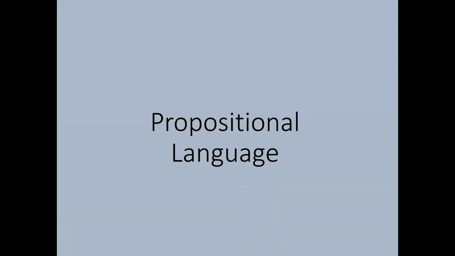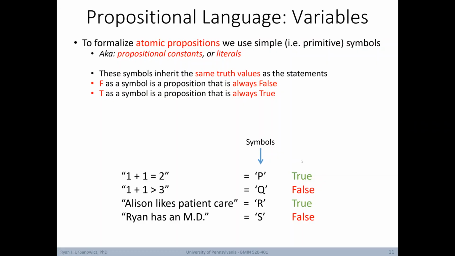Now let's learn about the propositional language itself, which includes its syntax and semantics. First, let's learn about variables in propositional language. To formalize atomic propositions, we use simple symbols. These are also known as propositional constants. These symbols inherit the same truth values as the statements. There are a couple reserved constants. For example, F is a symbol that always represents false, and T is a symbol that is always true.